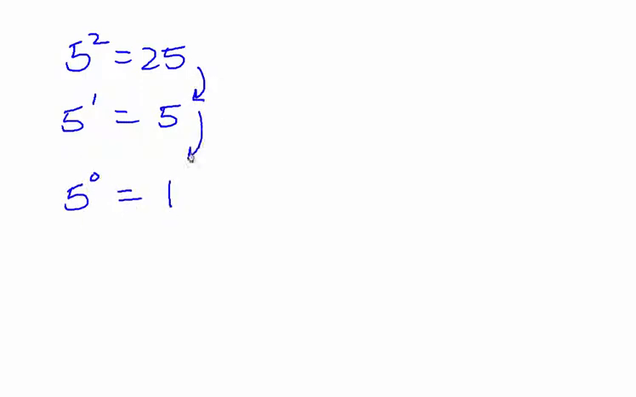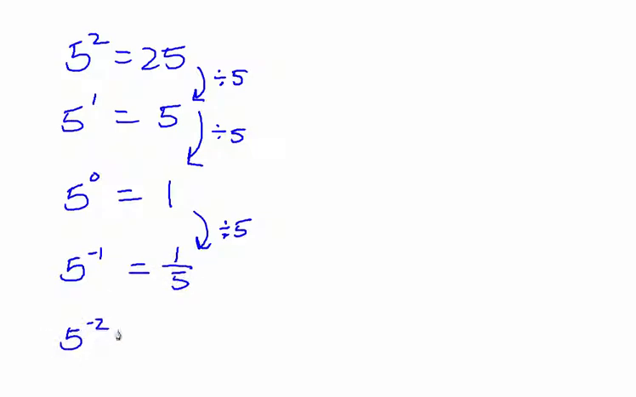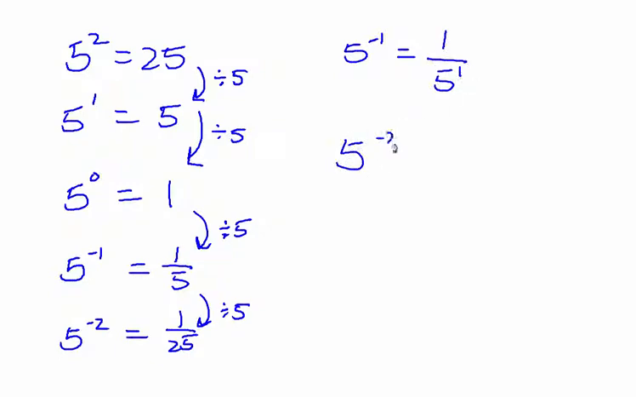The pattern here is that as the exponent decreases, we're dividing by 5 each time. So as we continue and we go 5 to the negative 1 power, well, we do 1 divided by 5, we get 1/5. 5 to the negative 2, we divide by 5, and we get 1/25. So if we want to write 5 to the negative 1 as an expression with positive exponents, we can write that as 1 over 5 to the positive 1. 5 to the negative 2 is 1 over 5 squared, or 1 over 25.